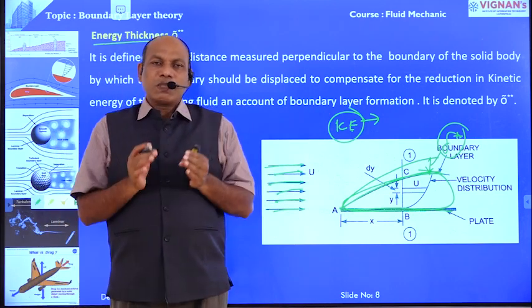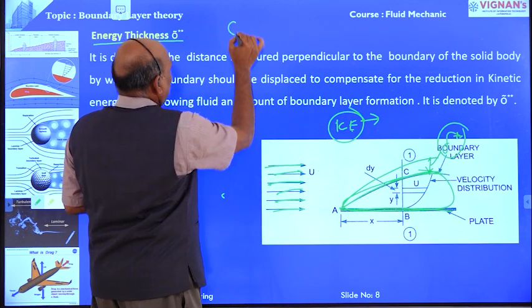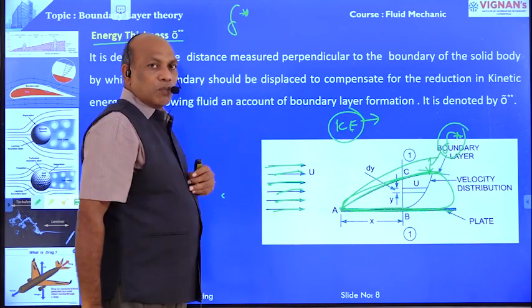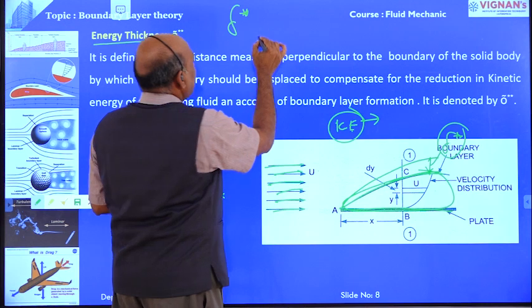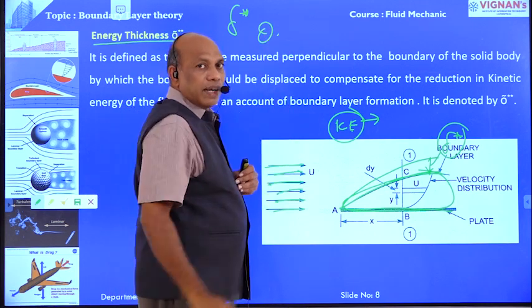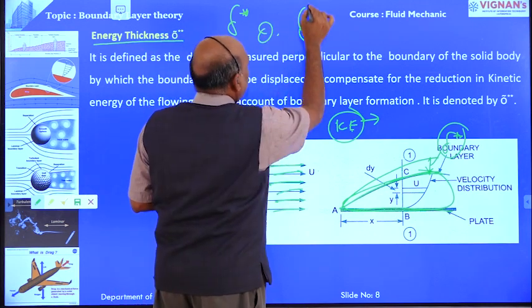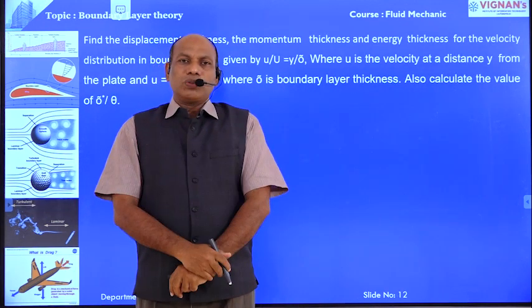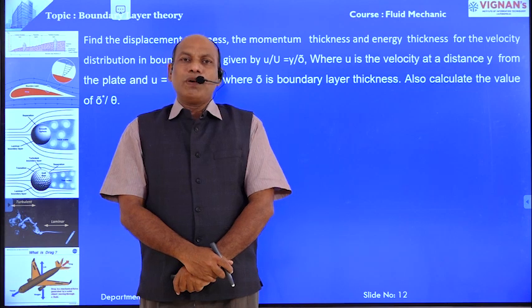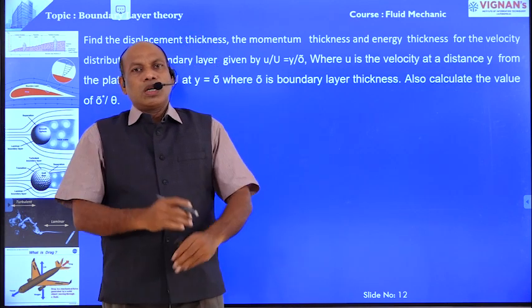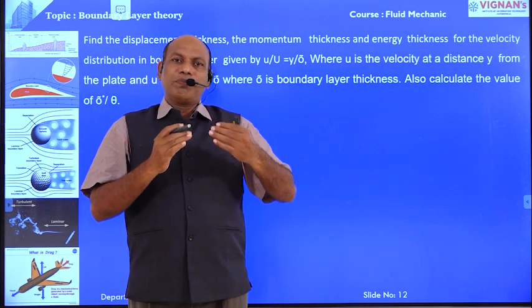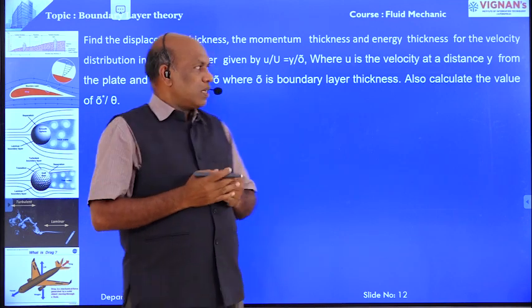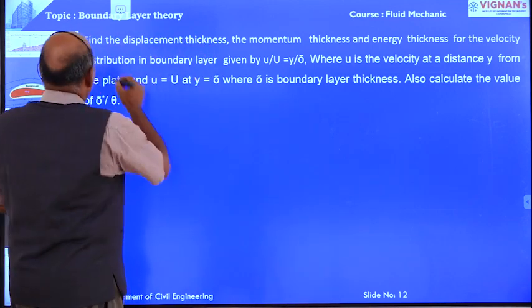Okay, the displacement thickness is denoted by delta star. The momentum thickness is denoted by theta, and energy thickness is denoted by delta double star. Right? Now we are going to solve some problems related to displacement thickness, momentum thickness, and energy thickness. Right? This is the first problem.